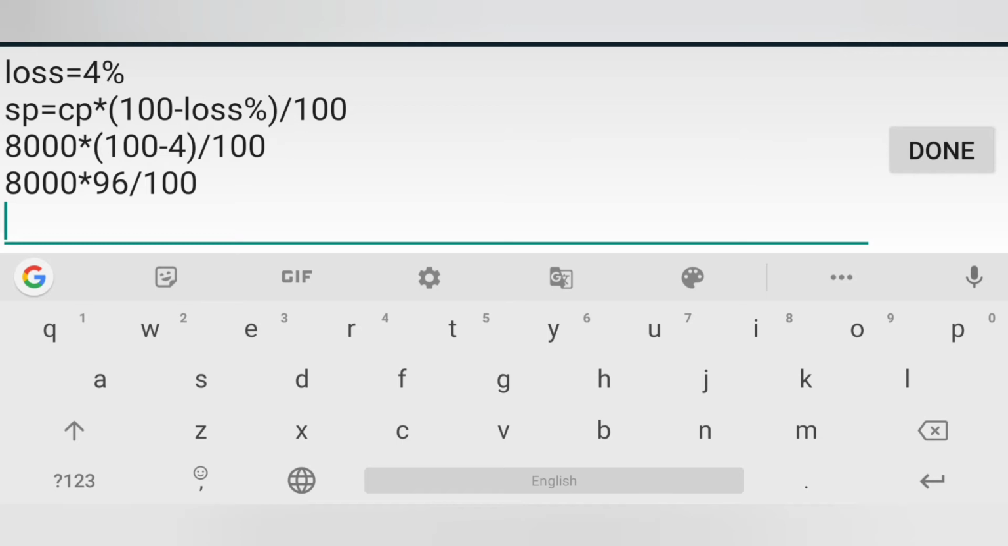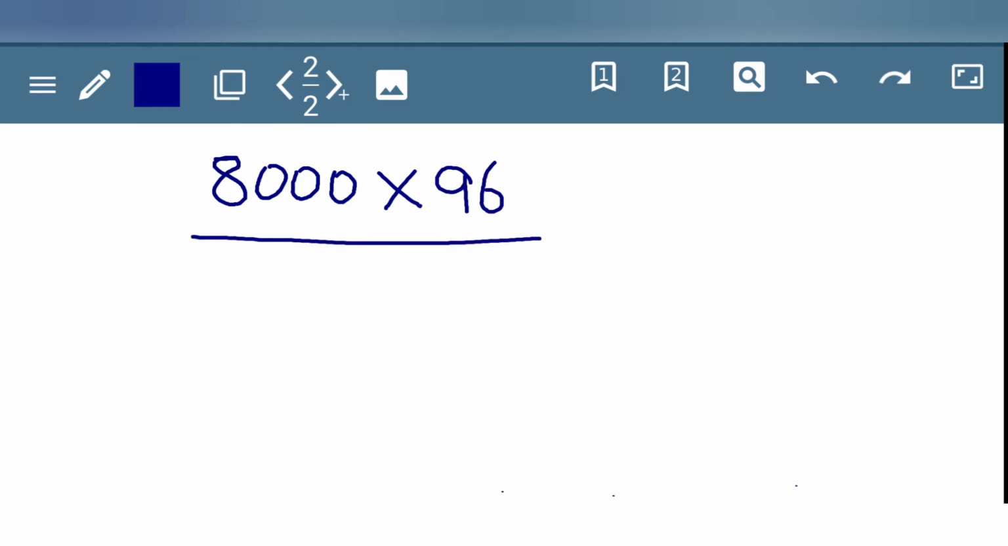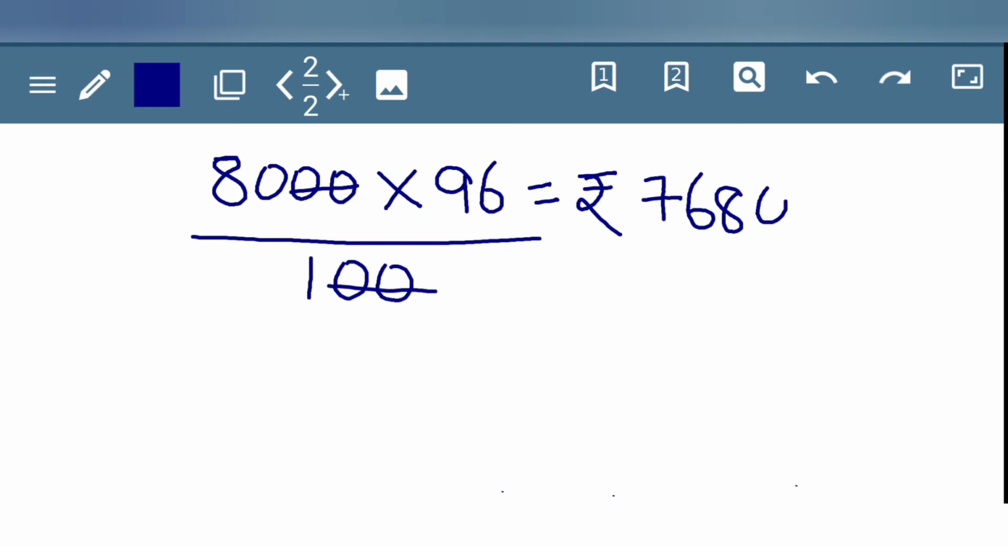So now I will further solve it. So I am writing 8,000 multiplied by 96 upon 100. So the zeros of 100 will be cut by the zeros of 8,000. So 96 multiplied by 80 is rupees 7680. So it's the SP of VCR that we have got from this solution.